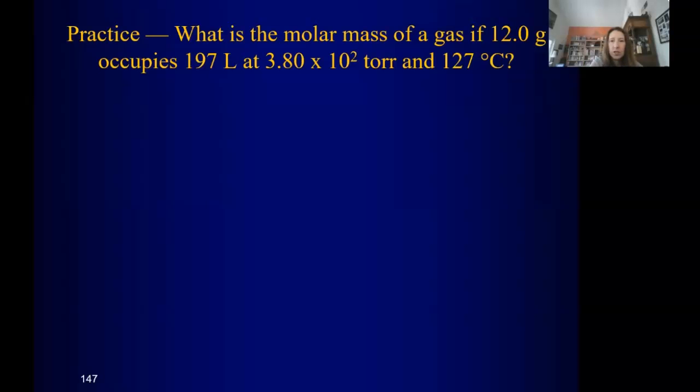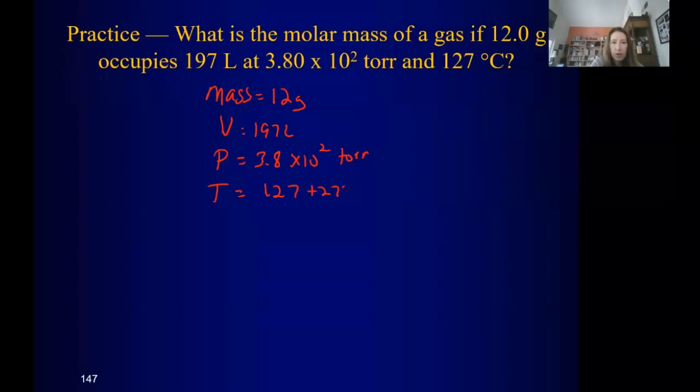Okay, so let's just see what do we have here. We have a mass, which is pretty much a mole, right? So hold on, let me try this. We have mass, which is 12 grams. We have a volume, which is 197 liters. Oops, that's supposed to say V. We have a pressure, which is 3.8 times 10 to the 2 torr. And we have a temperature, 127. I'm just going to write plus 273.